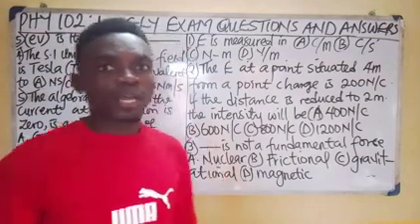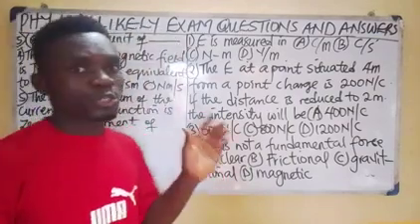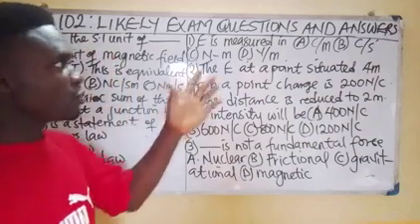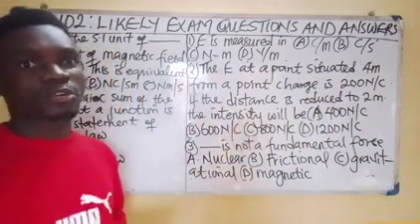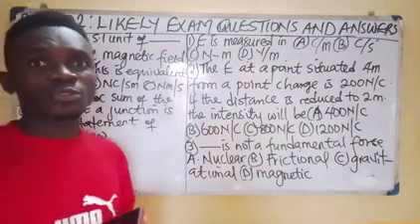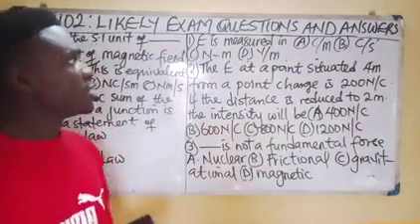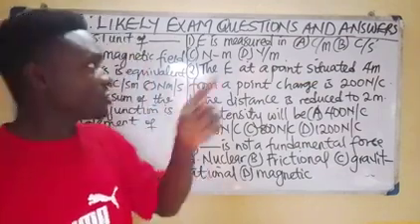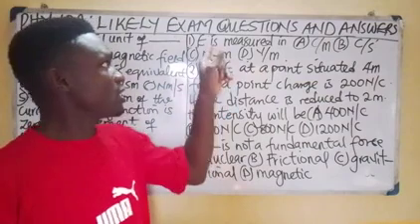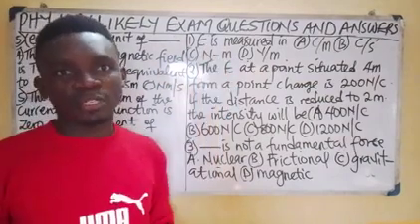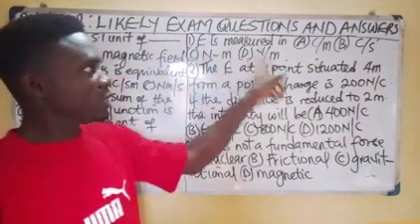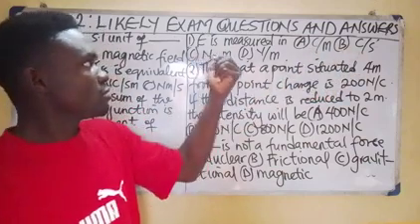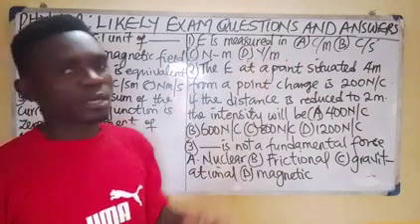In today's class, we are going to be looking at likely exam questions in Physics 102. As we go through the questions, do not take them for granted because you are likely to see them in the exam. The first one says E is measured in dash. E here represents electric field intensity. Is it A, coulomb per meter, B, coulomb per second, C, Newton meter, or D, volt per meter?